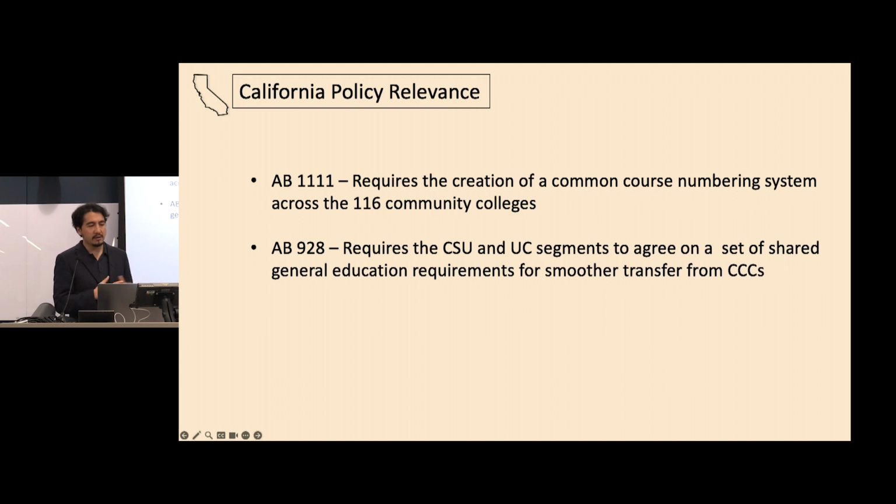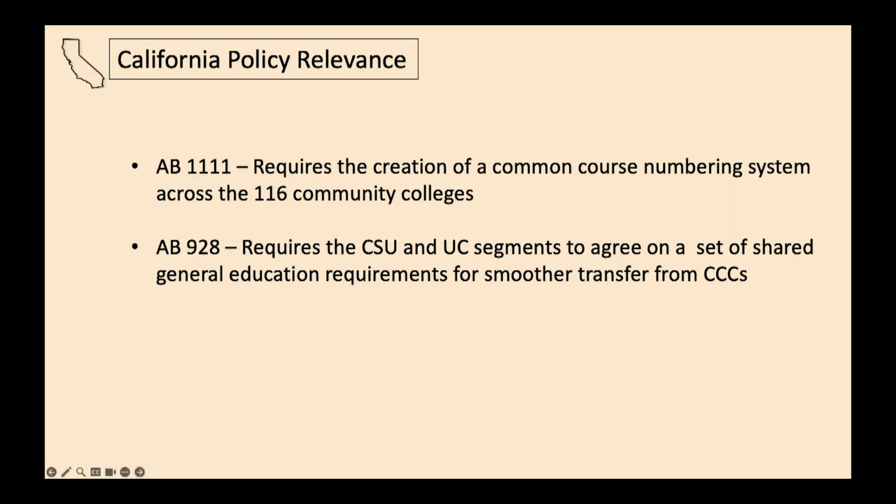Why is this relevant to California policy? AB 1111 requires the creation of a common course numbering system across the 116 community colleges. That means all of the intro to sociology courses across the 116 community colleges need to be mapped to a single thing, as do all the transfer pathway courses, as do all the gen ed satisfying courses, even gen ed satisfying courses that maybe weren't mapped to a gen ed now, but will be mapped to Cal GETC, which is a gen ed standard in the future.